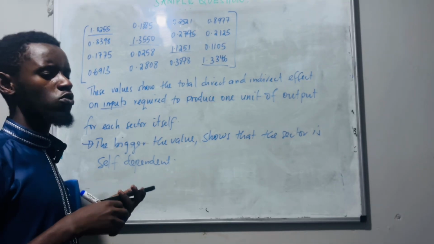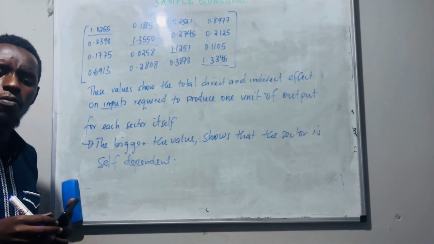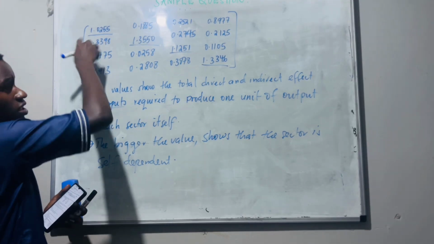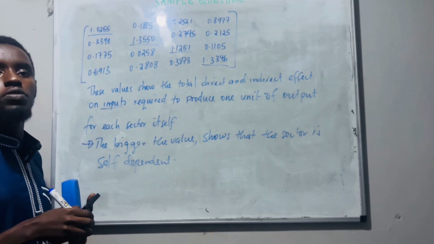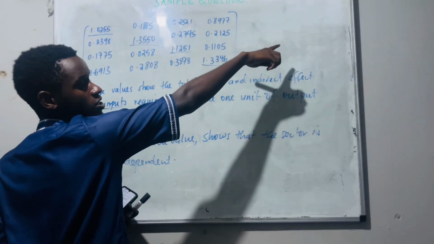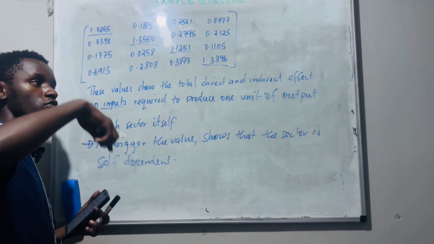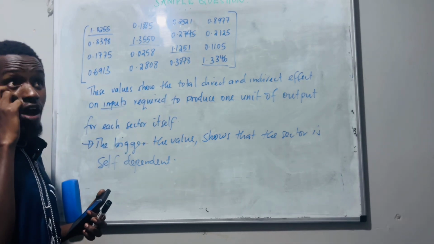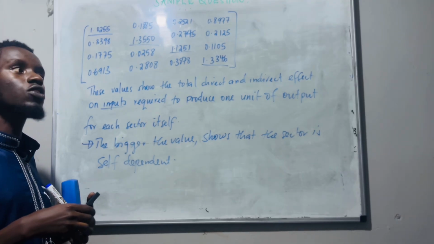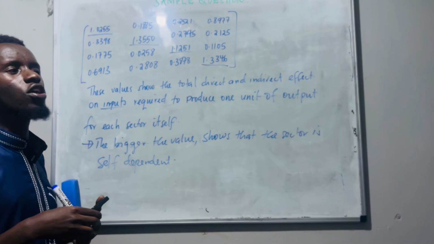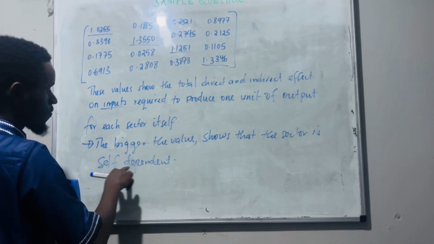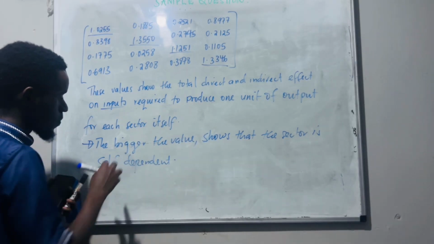If we're talking about agriculture, say a farm is producing 100 bags of maize. Now, if the diagonal value is bigger than all these other values, it means that out of the total output produced, the sector uses most of its inputs from itself. If it requires 10 units of an input, it uses most of it from itself. Therefore, the sector is self-dependent.